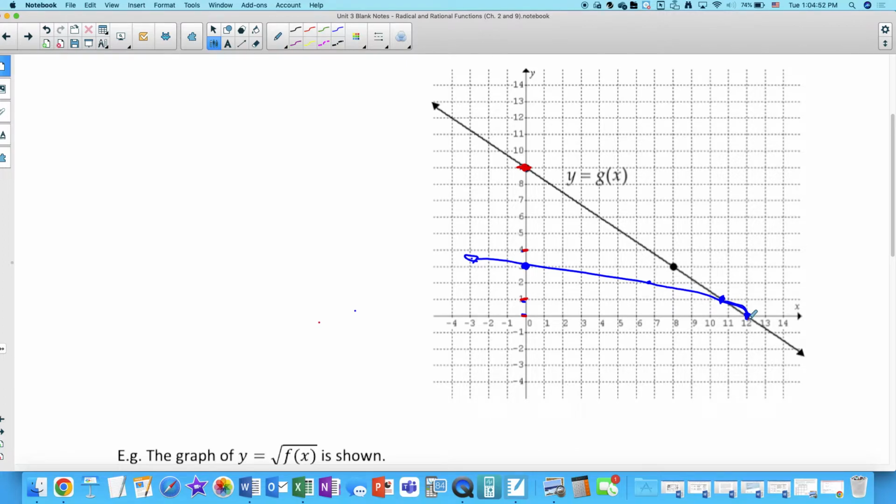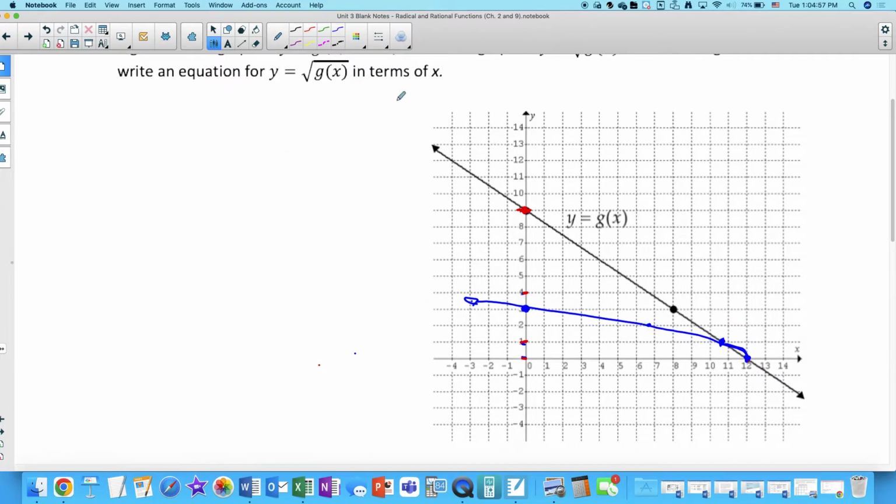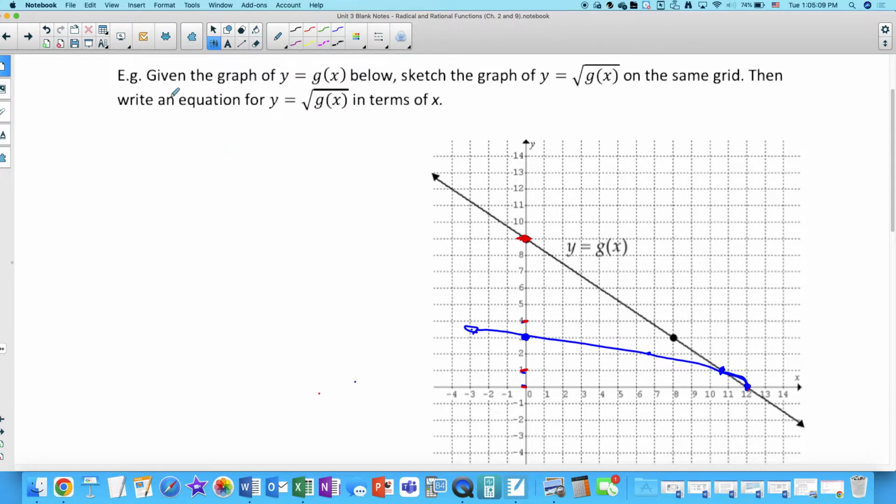Now, if we wanted to come up with an equation for this radical function in terms of x, what would we have to do first? If we want to know this equation, y equals the square root of g of x, in terms of x, though, what would we have to do? You have to make g of x. Yeah, we got to figure out what the function g of x is, right? So this is a linear function. You can look at the y-intercept and the slope.